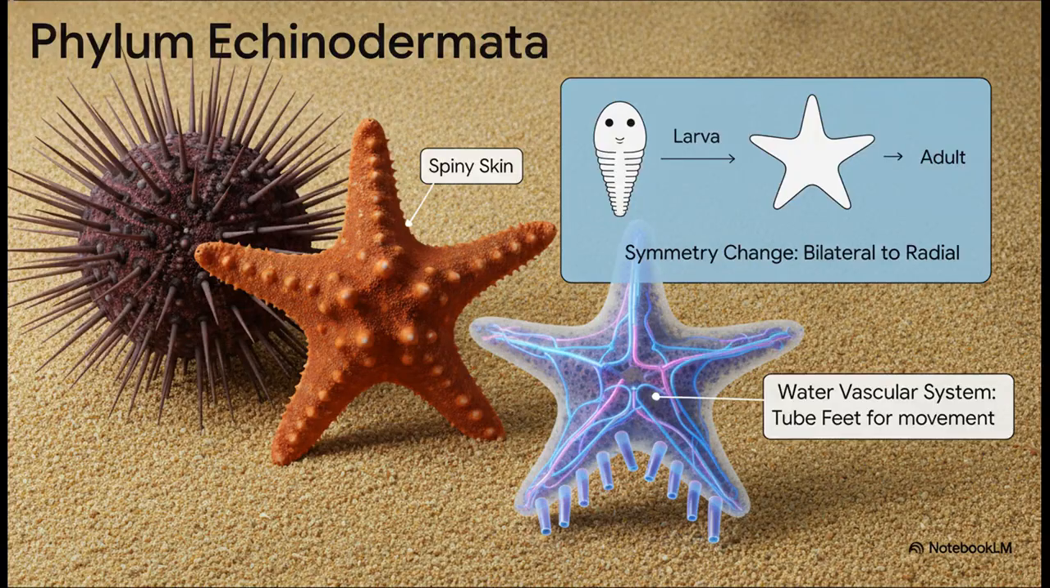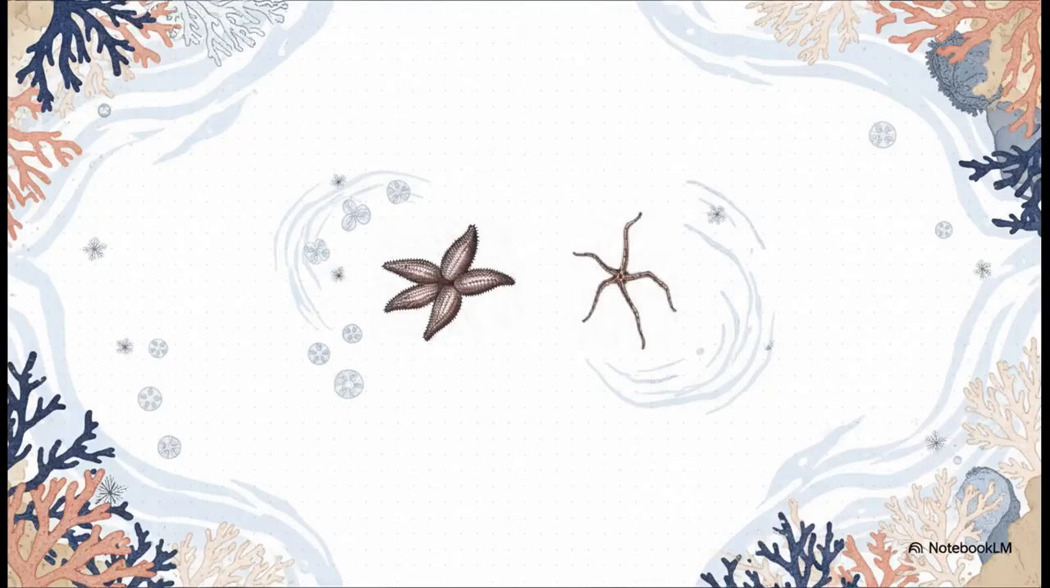The name Echinodermata literally means spiny-skinned, and you can see why when you look at starfish and sea urchins. Now, what's really wild about this group is their symmetry. Their babies, their larvae, are bilateral, just like us. But as they grow into adults, they undergo this radical transformation and become radially symmetrical. They also have this unique water vascular system, which is like a hydraulic network they use to move their little tube feet. Here you can see two classic examples of this phylum.